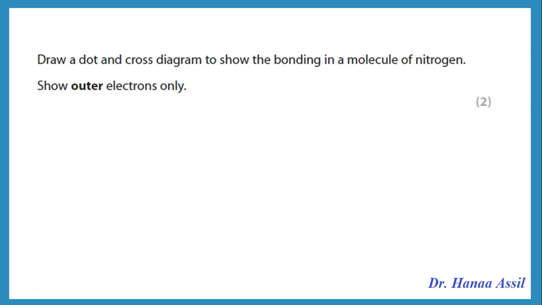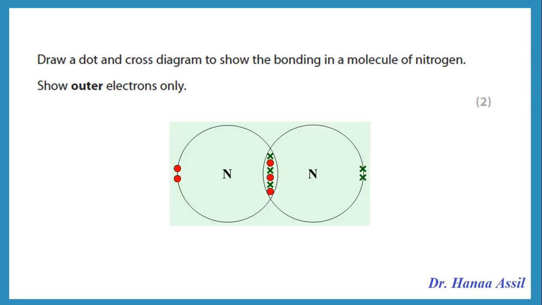Draw a dot and cross to show the bonding in nitrogen. How do we draw dot and cross of nitrogen molecule? Molecule means nitrogen with nitrogen. Remember that nitrogen is in group 5. It has 5 electrons in its outermost shell. That means it needs 3. And that means each nitrogen will give 3 and take 3. So they're going to share 3 pairs of electrons between them. But each nitrogen still has 2 more that were left from the 5 that it had. So you need to put that somewhere away from the bond.